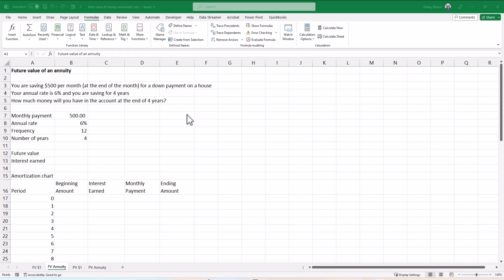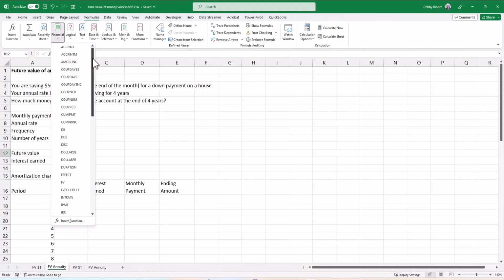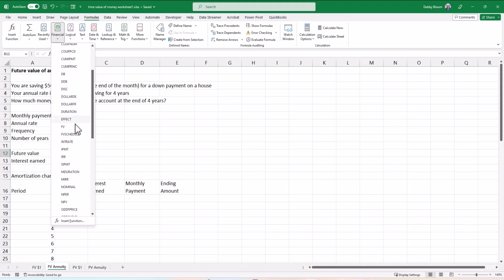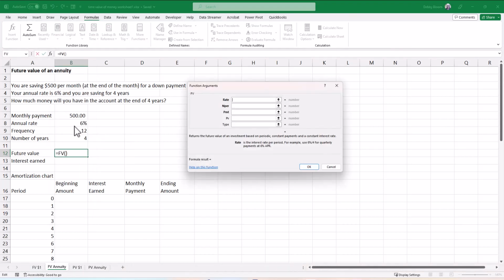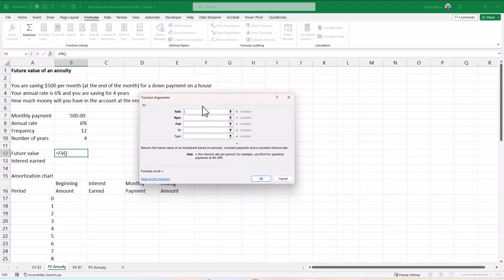So to solve this problem, we're going to use the future value function in Excel. Right now I'm going to click on cell B12. I'm going to click on Formulas, then Financial, and scroll down until I see FV. In FV, the rate is our I, so it's going to be the annual rate divided by the frequency. So in the rate box, I'm going to click on cell B8, the annual rate of 6%, and then I'm going to divide by 12, the frequency, cell B9, for the number of months in a year.